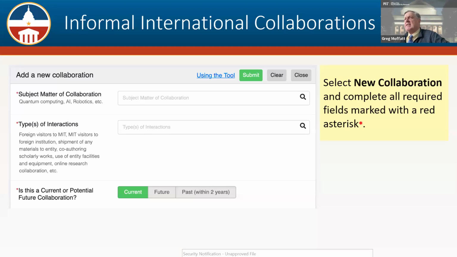We have actually gotten some folks who, once we stood the tool up, have said, well, I've been involved in a collaboration for a year or so. And so we've answered questions with respect to all three of those temporal categories. Let's go to the next slide.